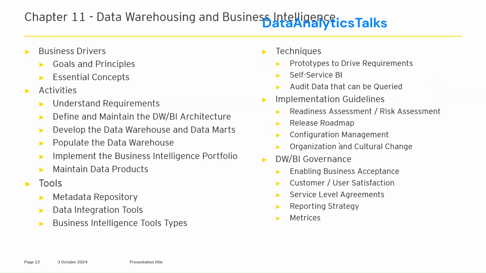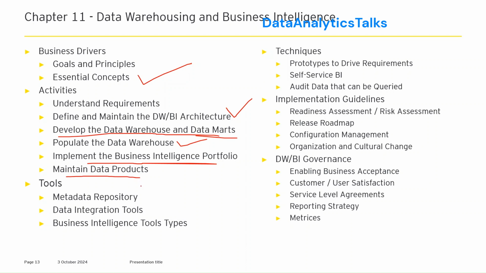So coming to chapter 11, it talks about data warehousing and business intelligence. Here we have the goals and principles of data warehousing, essential concepts of data warehouses. We understand the requirement, define and maintain data warehouse or BI architecture, develop the data warehouse and data marts, prepare or populate the data warehouse, implement the business intelligence portfolio, and maintain data products.